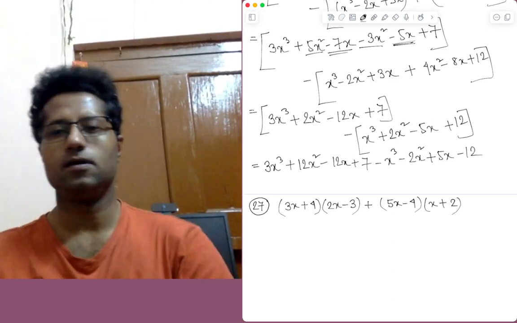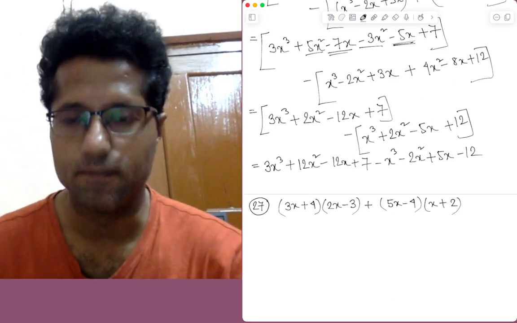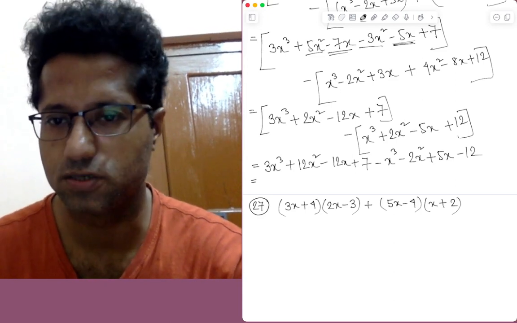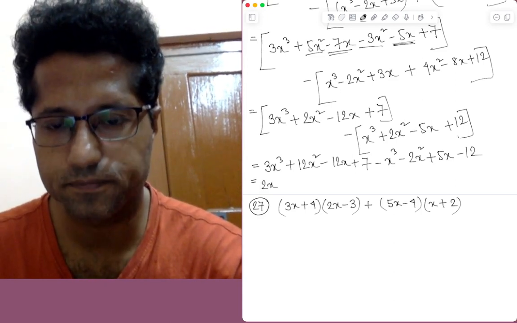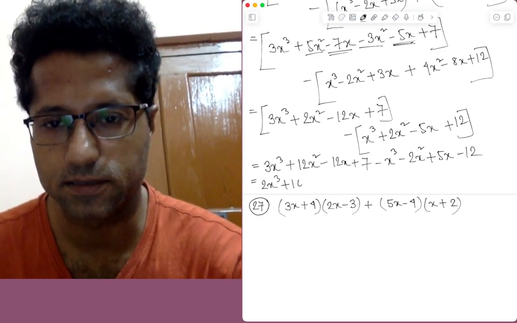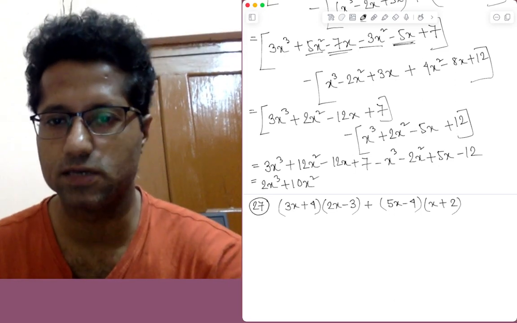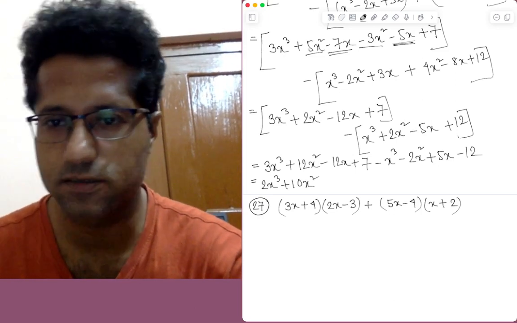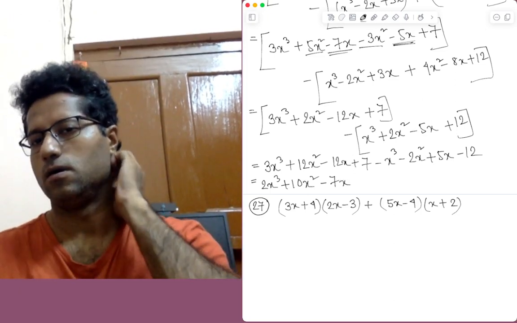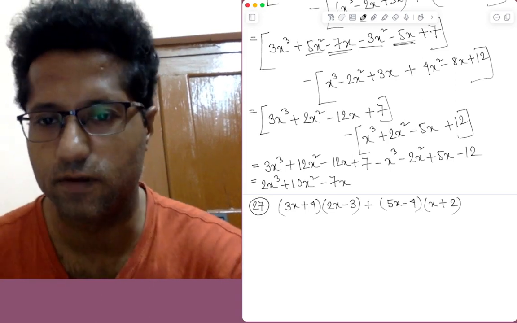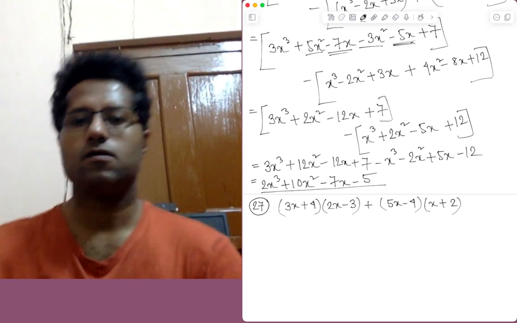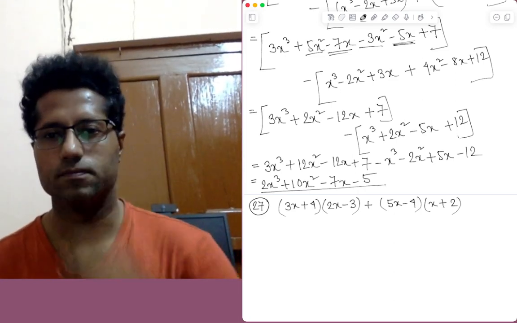Now we again have to see if we can combine any like terms. So we have like terms 3x cube and minus x cube, that becomes 2x cube. We have the like terms 2x square and minus 2x square, that becomes 0x square. We have the like terms minus 12x and 5x, that becomes minus 7x, and we have to add up the constants, that is 7 minus 12, that is minus 5. So this is the final simplified algebraic expression.